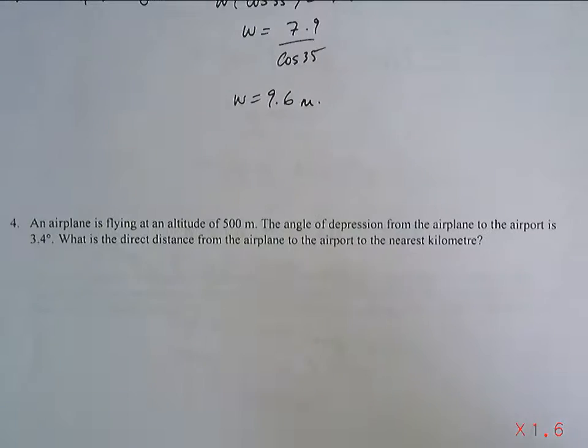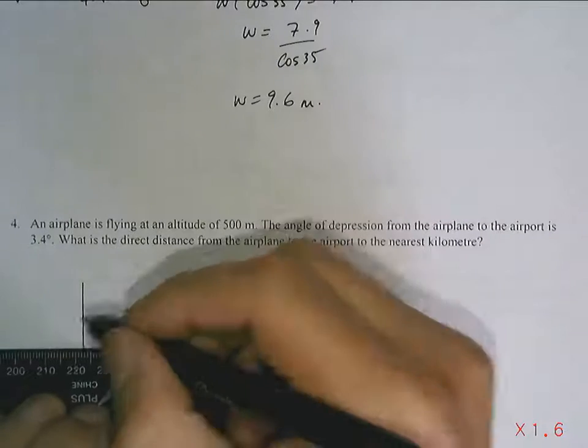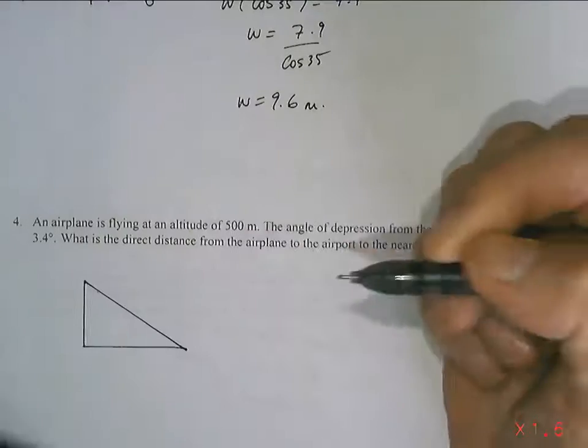I have an airplane. Airplane's flying at an altitude. Okay, again, there's words. Scary. Don't like words. Make a triangle. What is it? It's a plane.